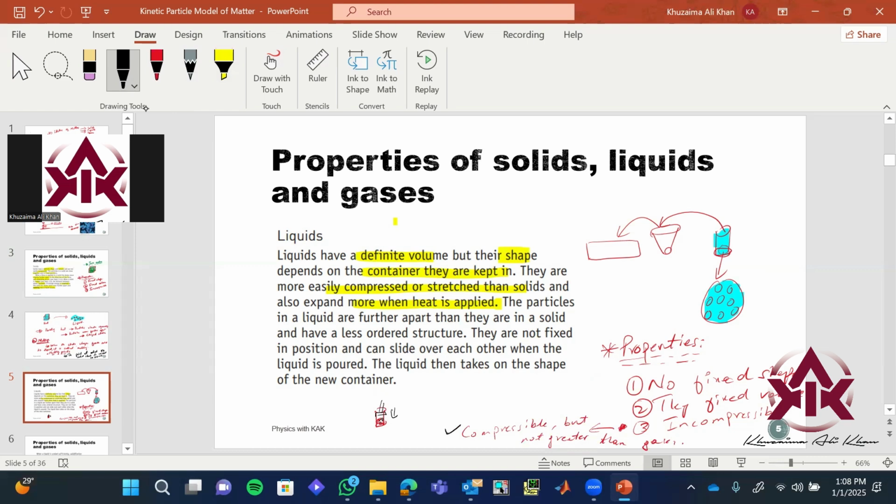So you can just use this definition, right? The particles of liquids are further apart, which we have seen from the structure, right? And they have less order. Obviously, they're not ordered. They can move to and fro. They're not fixed in position, right? They can slide over each other. And when liquid is poured, the liquid takes on the shape of the new container, right? So again, it has no fixed shape. It has a fixed volume, and it is compressible, but not greater than gas, right? So these are the properties of liquid.